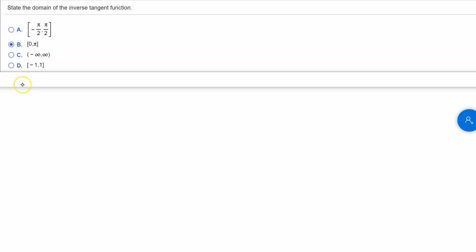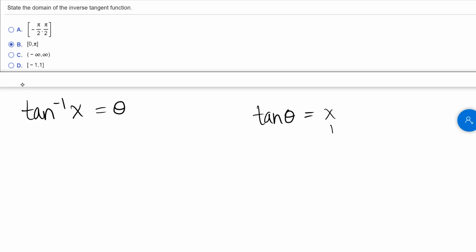So, domain of the inverse tangent function. So remember tangent inverse, right? If I look at tangent inverse, I had quite a few people, when they told me the answer, say that the answer was negative pi over 2 to pi over 2. But remember, that's the range of it. Tangent inverse spits out some angle theta, right? So if you think about tangent of theta equals some number like y or x, that tangent can spit out any number it wants, right?